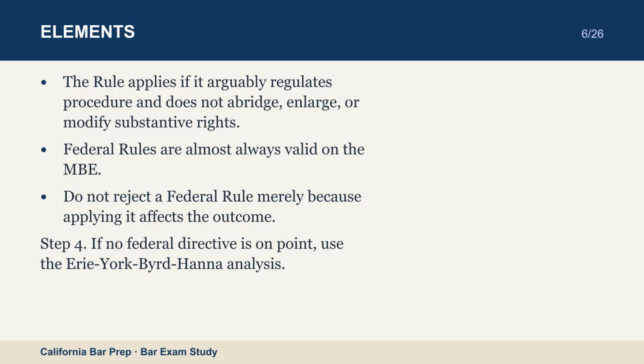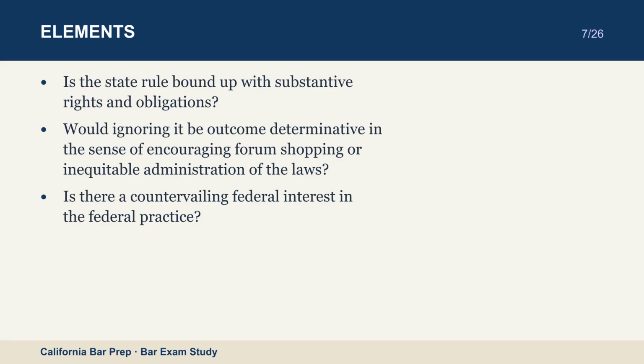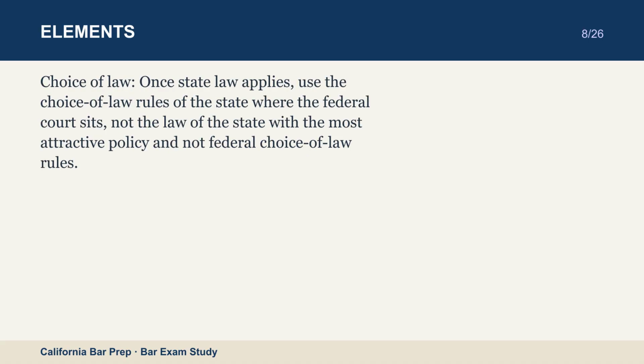Step 4. If no federal directive is on point, use the Erie-Byrd-Hanna analysis. Is the state rule bound up with substantive rights and obligations? Would ignoring it be outcome-determinative in the sense of encouraging forum shopping or inequitable administration of the laws? Is there a countervailing federal interest in the federal practice? Choice of law. Once state law applies, use the choice of law rules of the state where the federal court sits, not the law of the state with the most attractive policy, and not federal choice of law rules.